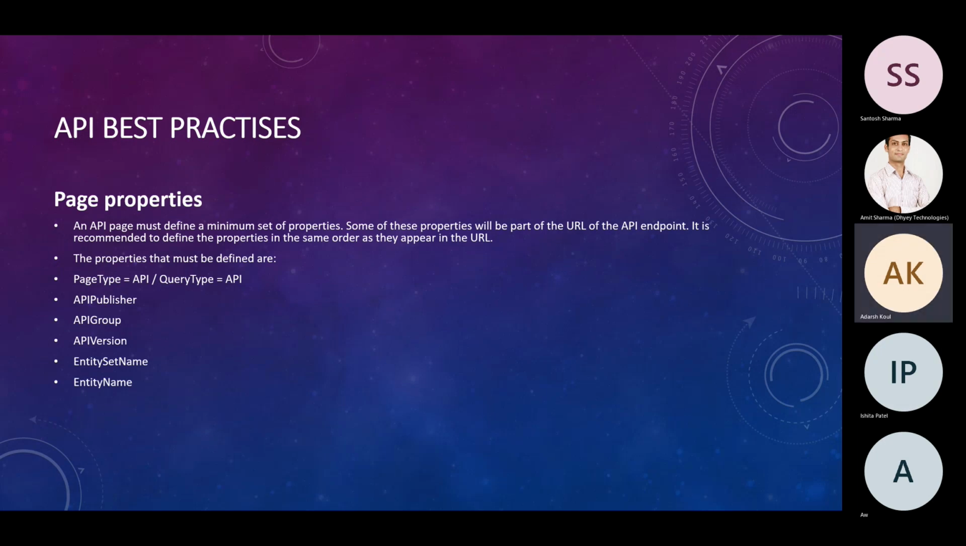Entity name. The entity name sets the singular entity name for the API page or query. This name is not used in the URL. Instead, the entity name is used in the metadata information. It is recommended to use camel casing for this property.